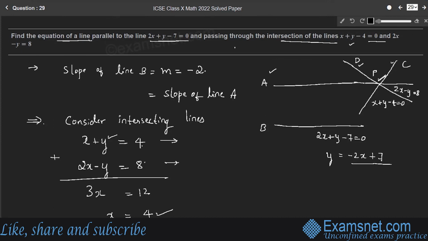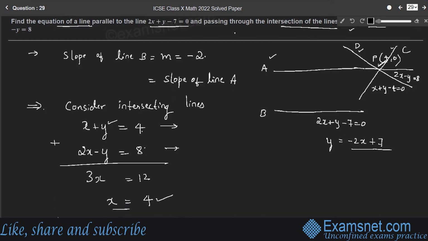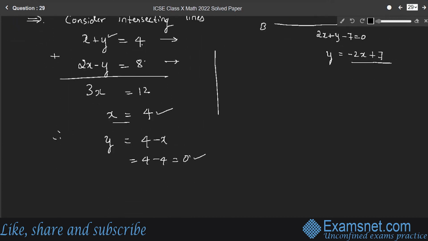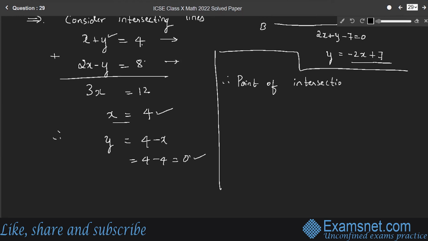Therefore, P has coordinates x is 4, y is 0. We'll write here: the point of intersection is P and its coordinates are 4 and 0. Therefore, the equation of line A.